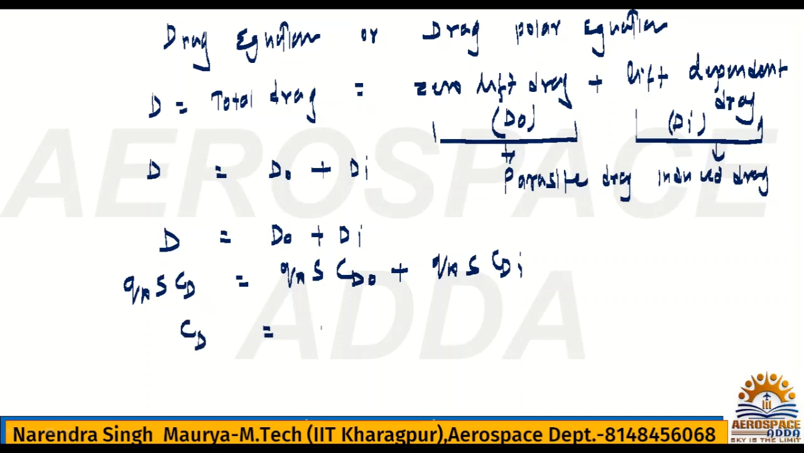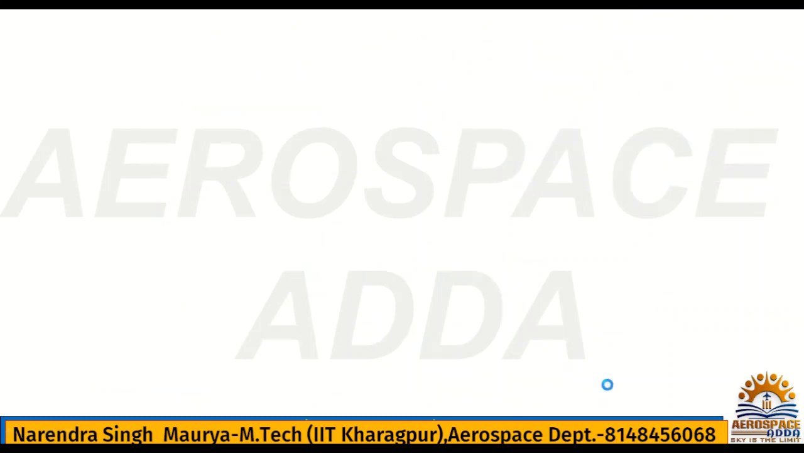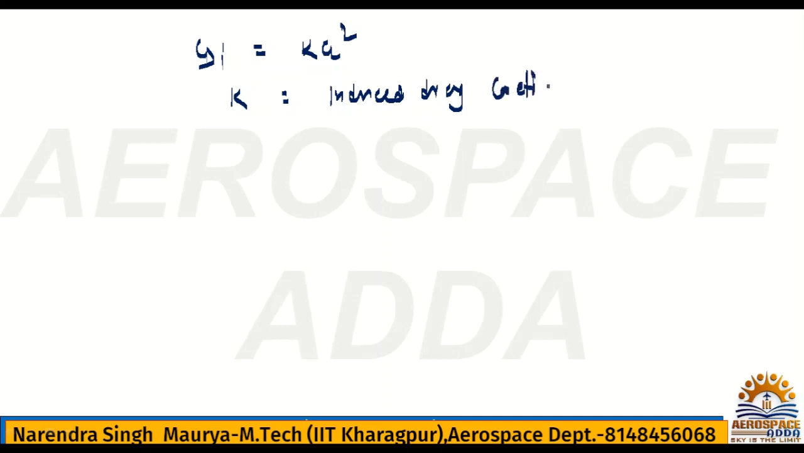So you got CD is equal to CD naught plus CDI. Okay, that also you can write as CD naught plus KCL square. What is the K? So basically you can write CDI is equal to KCL square. What is the CDI? Induced drag coefficient. Yes or no? Now CDI is KCL square. What is the K? So you can say induced drag coefficient factor, or you can say induced drag constant.